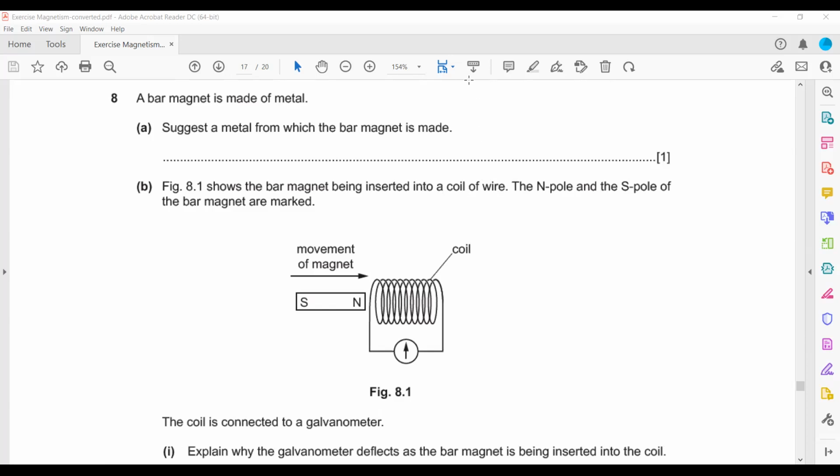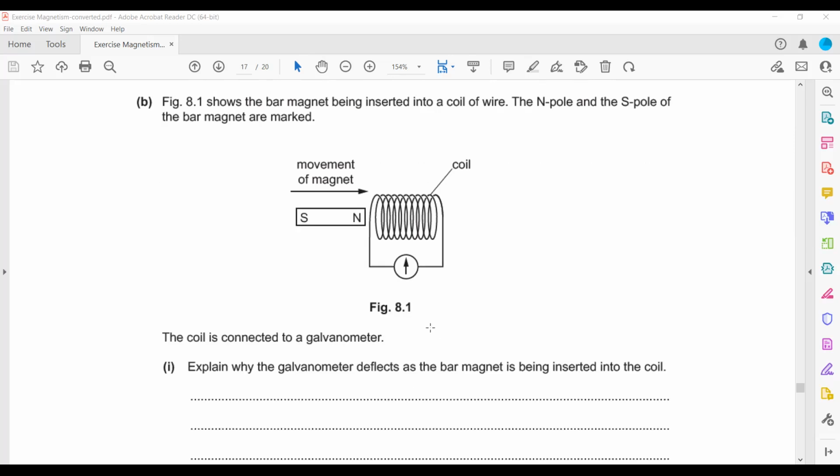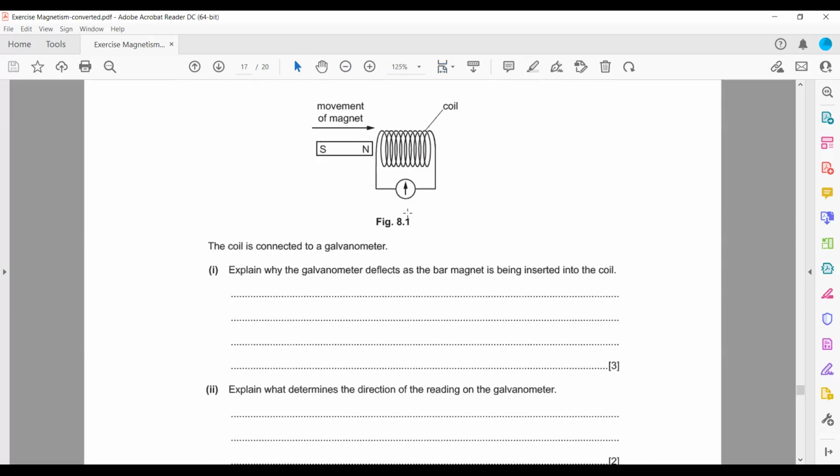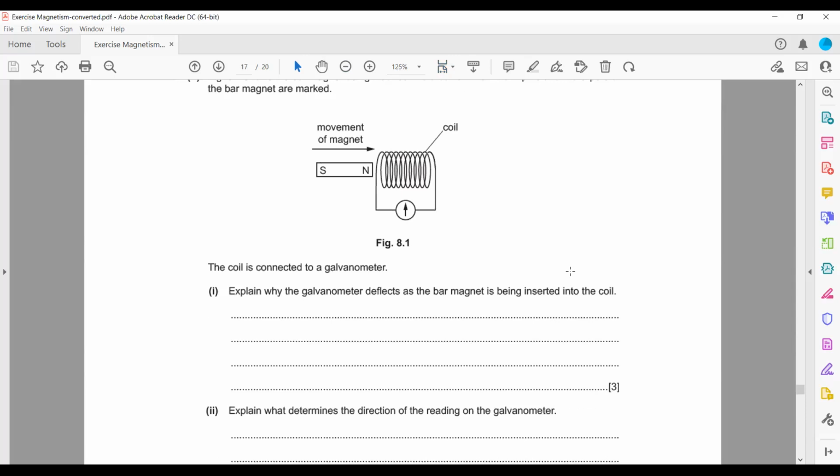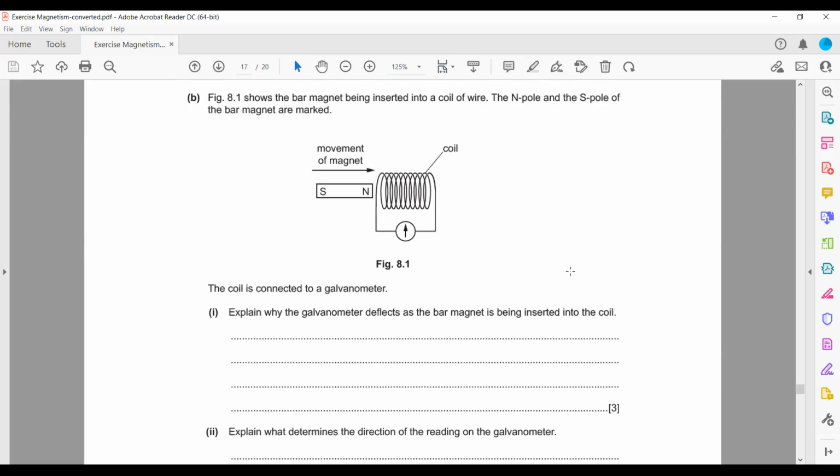Another question: a bar magnet is made of metal, suggest a metal. Normally, to make a permanent magnet, we use steel. Figure 8.1 shows a bar magnet being inserted into a coil or a solenoid, you can say. The north and south poles of the magnet are marked. The coil is connected to a galvanometer. Why does the galvanometer deflect as the bar magnet is being inserted into the coil?